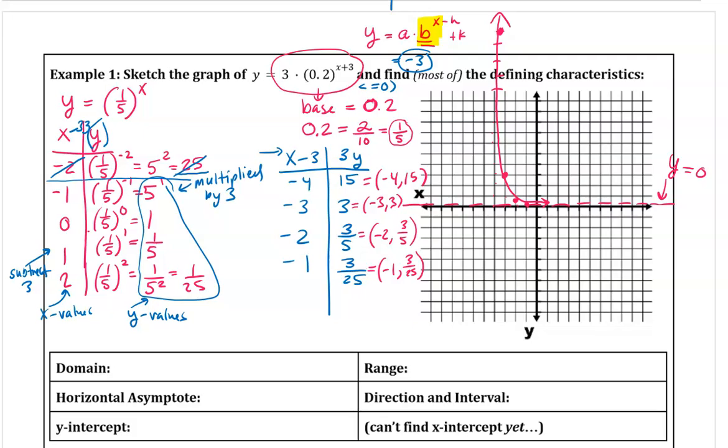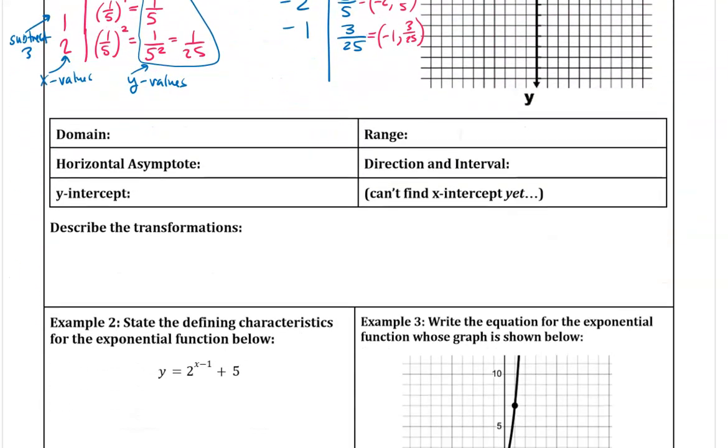So I want you to notice that the base, the 0.2, right, that's less than 1. So my graph is what we would say decreasing as x moves to the right. That's traditional for functions that have a base that's less than 1. So let's write that down here.